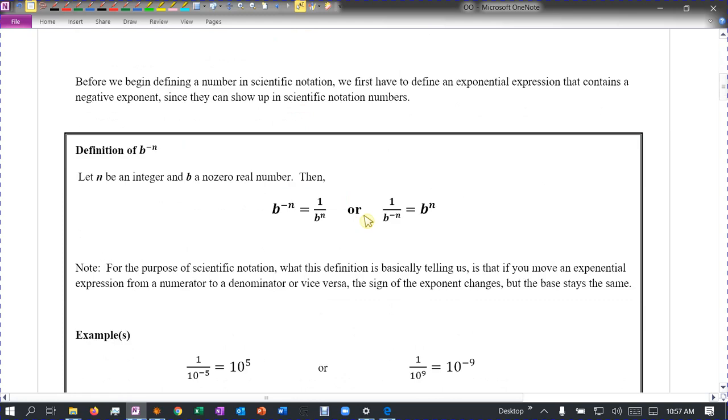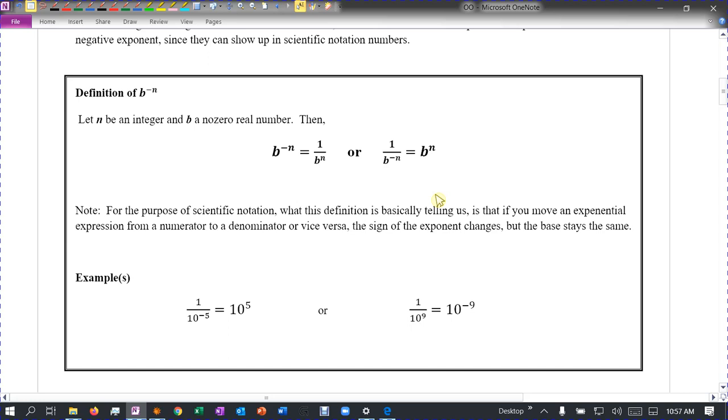So before we can begin, we need to define something and be clear on what it means. We already saw what something like b to the n means. That meant b times b times b, and we do that n times, right? We've already seen that. But now we're going to look at what b to the negative n means. So what happens if you have a negative exponent on a base?